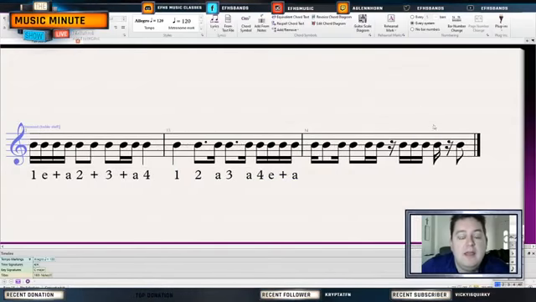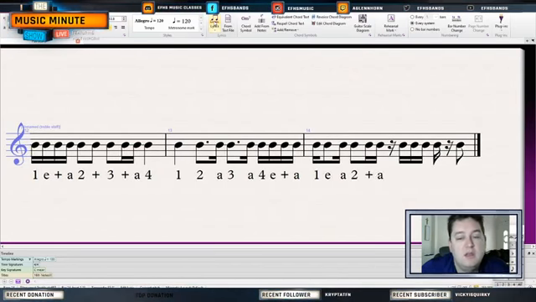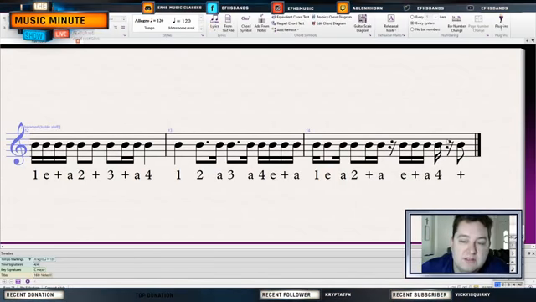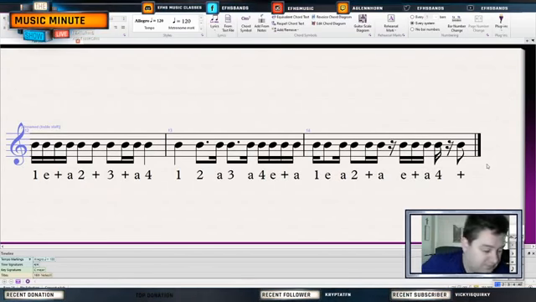All right, this last one I've included just because it has some rests in there. So 1E, 2, and a, there's a rest, E, and a, 4, and. Now, the reason that this eighth note is an and is because this 16th rest right here is the E, and this 16th note right here is the a. So we have 1E, a 2, and a E, and a 4, and. 1E, a 2, and a E, and a 4, and.